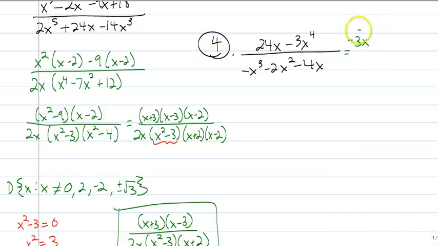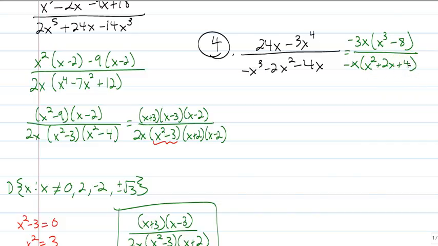Let's pull out a GCF. So I'm going to pull out a negative 3x, and I'm left with x cubed minus 8. Because when you pull the negative 3 out and the x, you multiply it back in, you would get negative 3x to the fourth and a positive 24x. So that's good there. Down here, I'm going to pull out a negative x, and then we are left with x squared plus 2x plus 4.